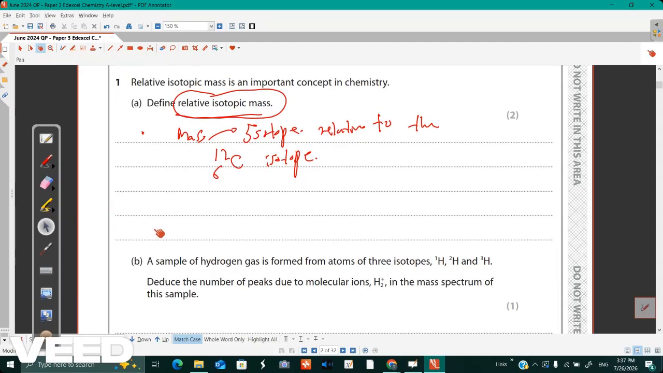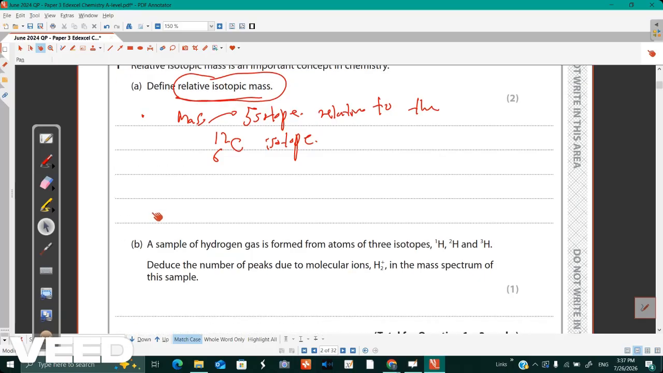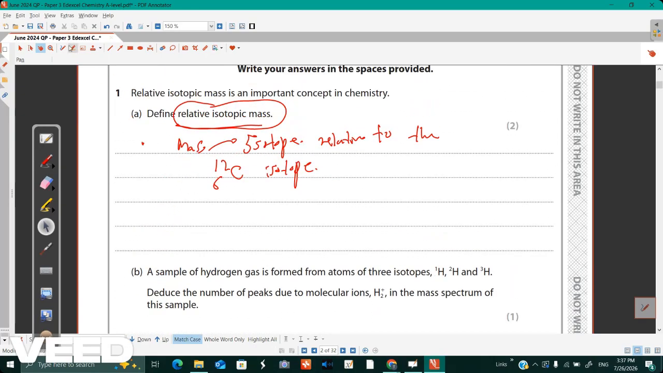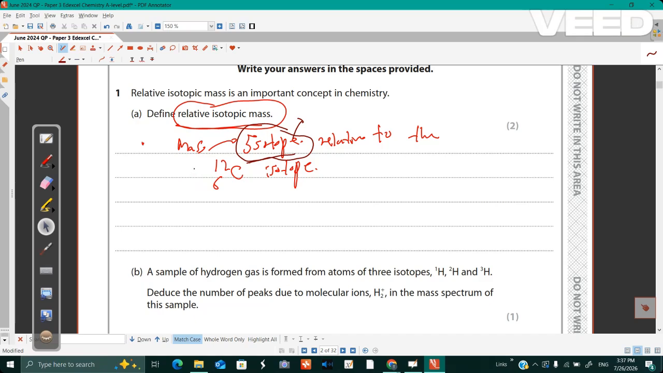Okay, sometimes you can define it as an atom also, but the best answer is isotope, right? Some may argue if that atom is not an isotope, or if an element does not have an isotope, how would you define it? Anyway, even writing it as an atom may also be accepted, but I would prefer writing it as an isotope, right? Mass of an atom.